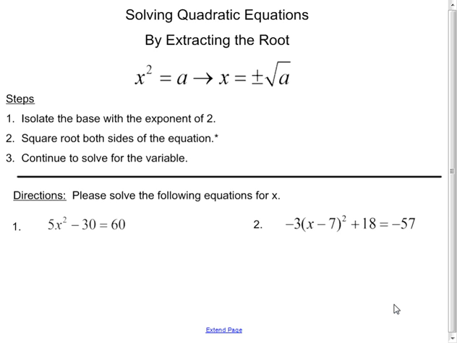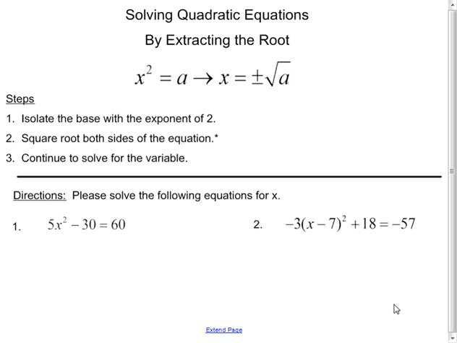In this video, we're going to take a look at solving quadratic equations using a method called extracting the root. Sometimes the method's referred to as working backwards with square roots. There are several methods for solving quadratic equations. This video just focuses on that method. I have the steps written out, and I'm going to model some examples.